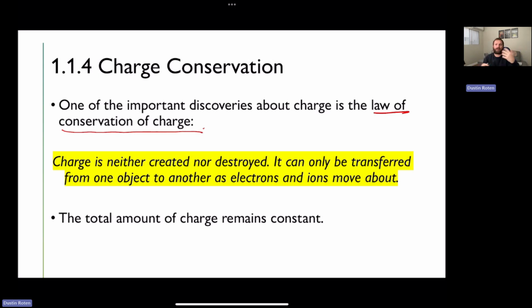Their movement is what causes these effects that we see in the natural world, from generating a charge or a discharge or something like that. So the total amount of charge remains constant. Okay, so this will be important later, just remembering that the number of electrons you start with should be the number of electrons you end with.